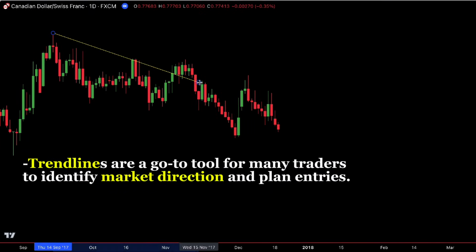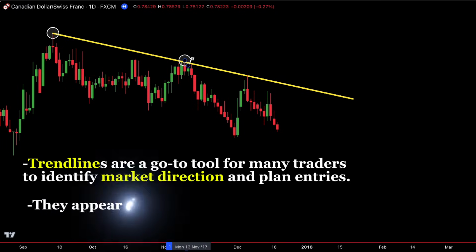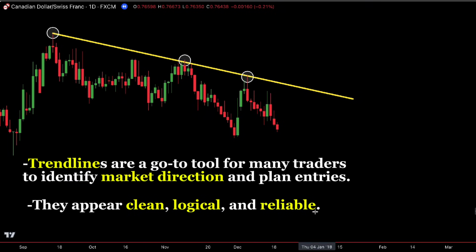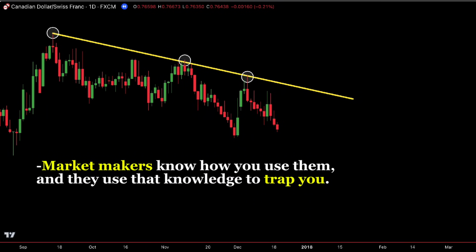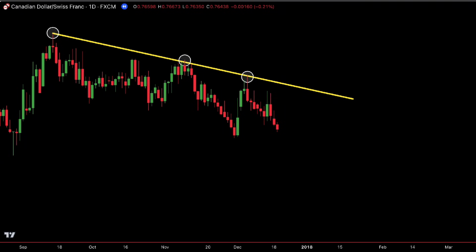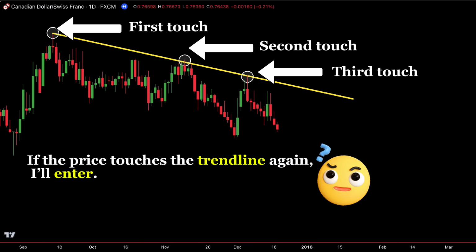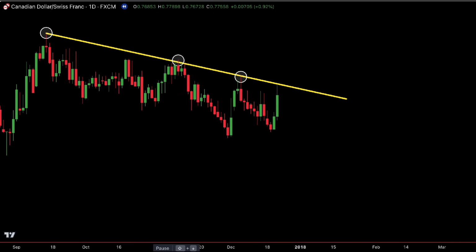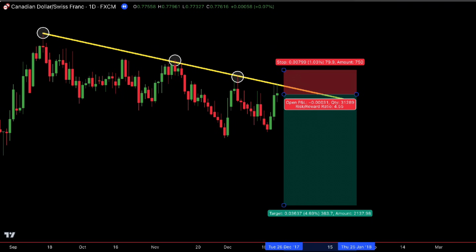Trend lines are a go-to tool for many traders to identify market direction and plan entries. They appear clean, logical, and reliable. But here's the truth. Market makers know how you use them, and they use that knowledge to trap you. You see the price respecting a trend line, touching it multiple times. With each touch, your confidence grows, and you decide, if the price touches the trend line again, I'll enter. As the price approaches the trend line, you place your trade and set your stop loss just beyond it, thinking it's a safe spot. But here's the issue.